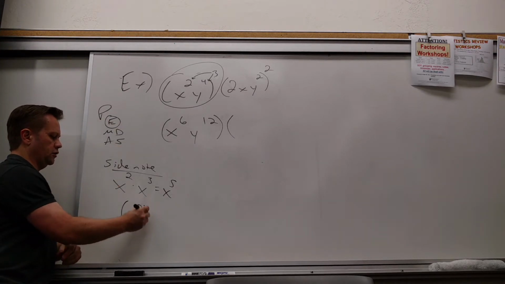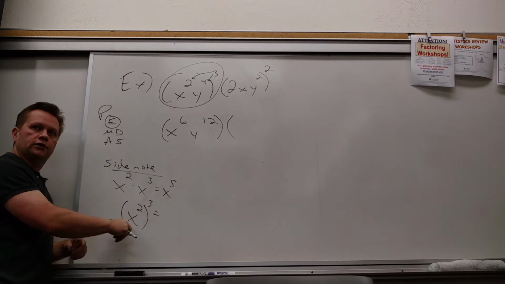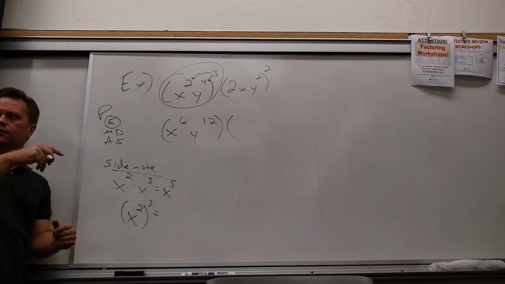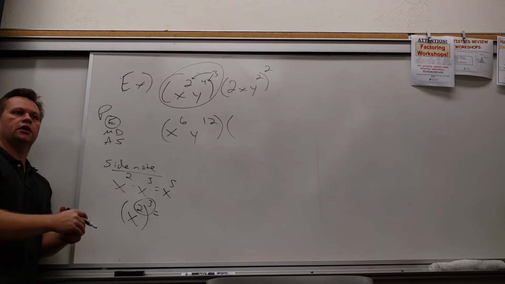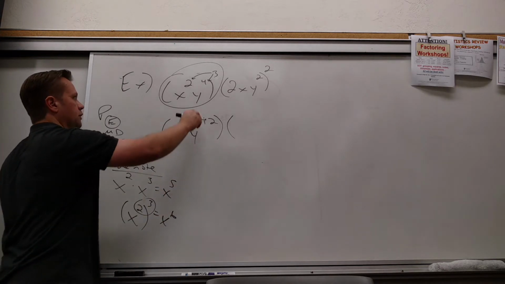If it was x squared cubed, like I've got up there, this is x squared, x squared, x squared. 2 plus 2 plus 2 is 6. So that's the definition of multiplication. I've got 3 groups of 2 things. So that's x to the 6. That's what we're using here.